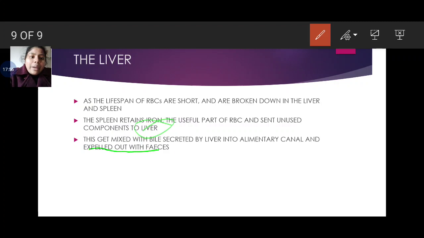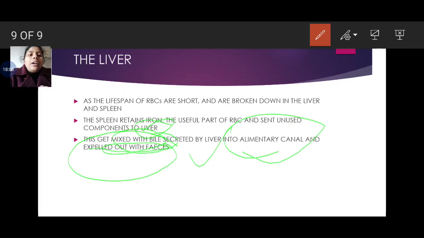They get mixed with the bile, which is bile juice secreted by the liver into the alimentary canal, and then they are expelled out with the feces. Feces is the solid waste, that means which forms after the digestion of the food.